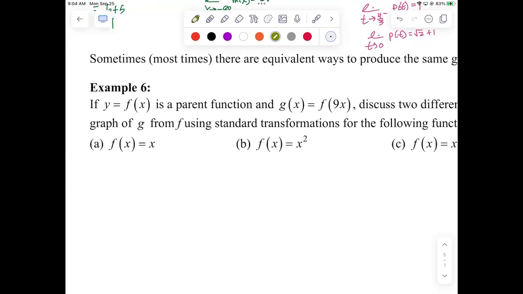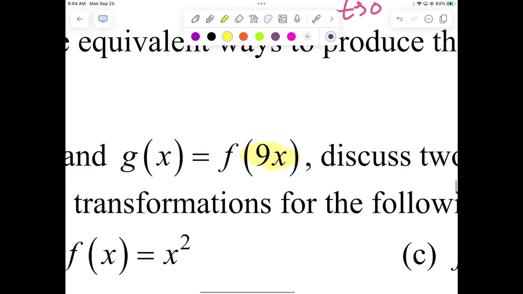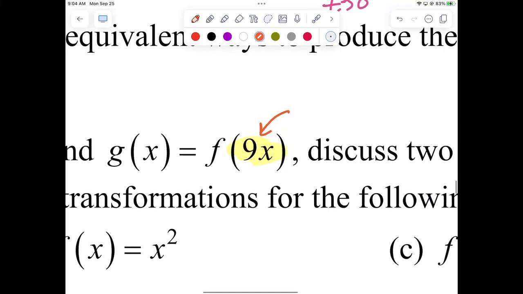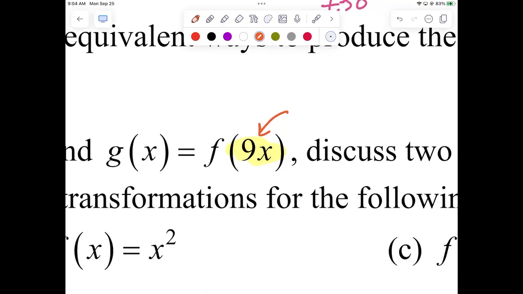So on example 6, we're going to start with the parent function f of x, and we're going to do this transformation to it. We're going to replace x with 9x. For any function, what would this do to the graph of f of x? If you replace x with 9x, what does this do every time? It's a horizontal compression by a factor of 9. It's going to take every graph and horizontally compress it by a factor of 9.